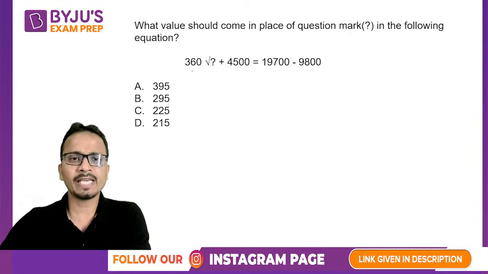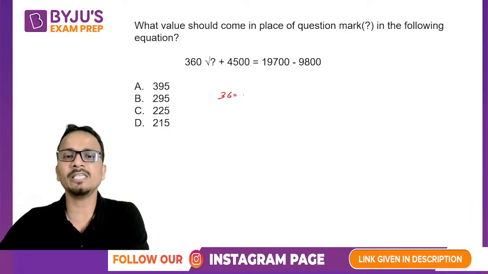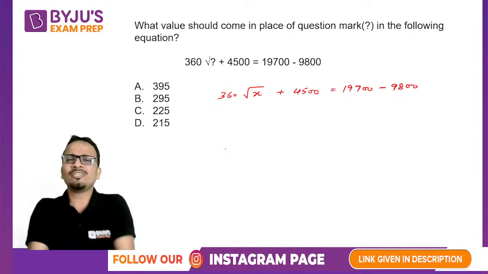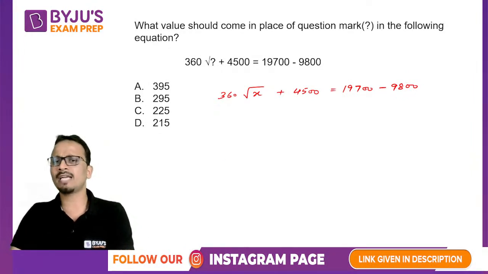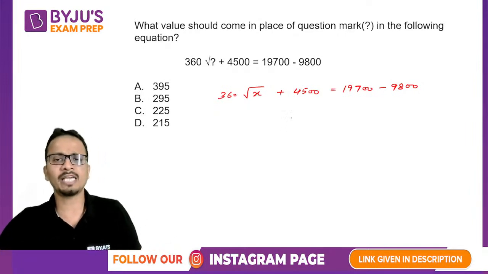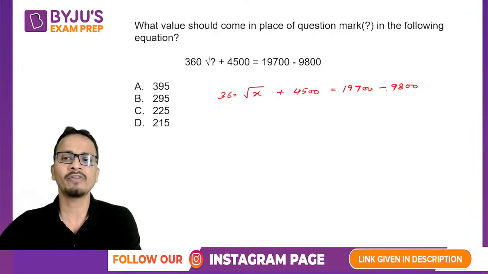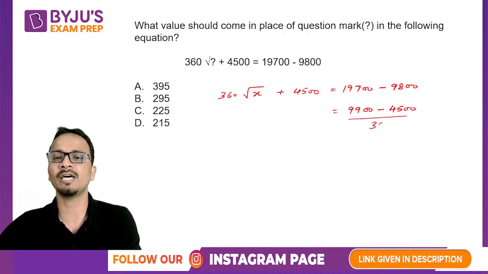Okay. Now in this case, the question says that 360 under root, I'll write x instead of question mark, plus 4500 equals 19700 minus 9800. All right. So one way is you just need to solve this equation. So take everything on the right hand side, keep variables on the left hand side and solve it. Okay. So on the right hand side, 19,700 minus 9,800. So that will be 9,900 minus 4,500 from the left hand side, divided by 360.